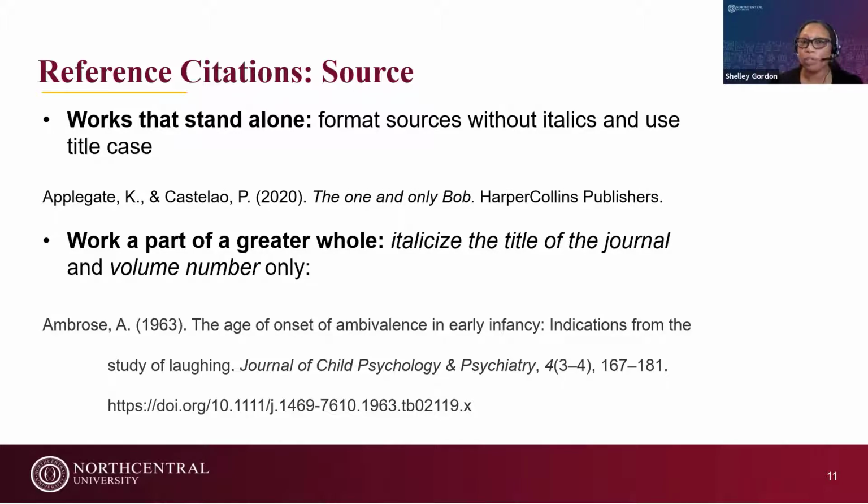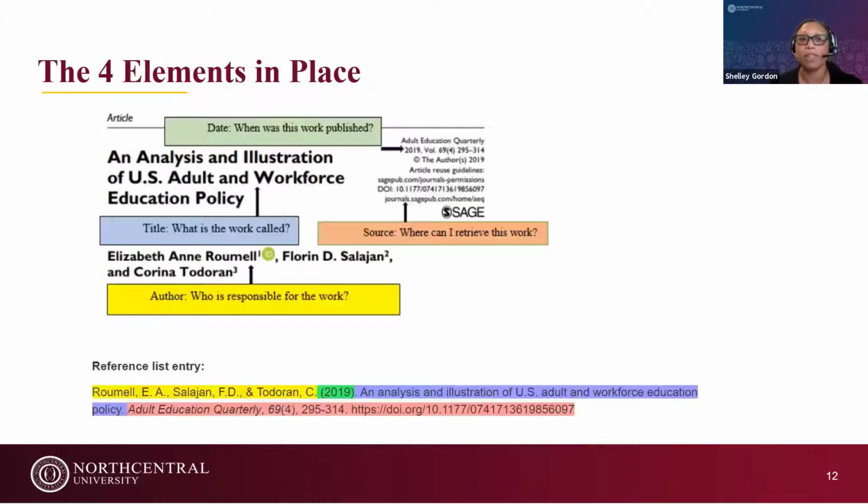So those are some of the trickier parts, but knowing that there are 4 key parts that you need. You need your author, your date, your title, and your source of the information. That puts you ahead, because once you go and look at a sample for that source, you're able to mimic that example and create your reference. So let's put this all together.